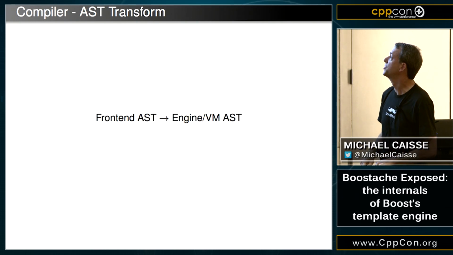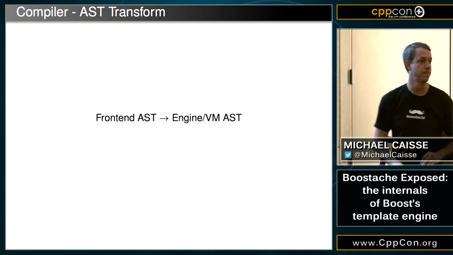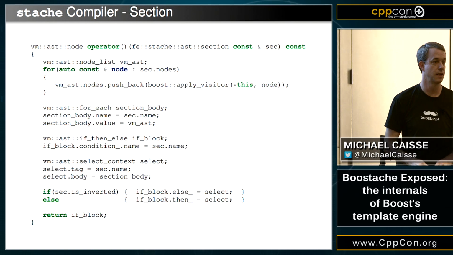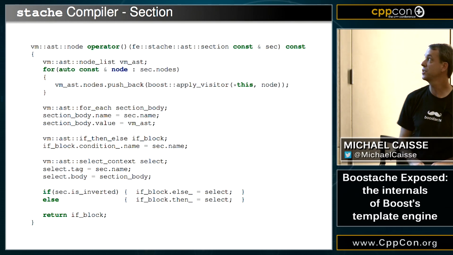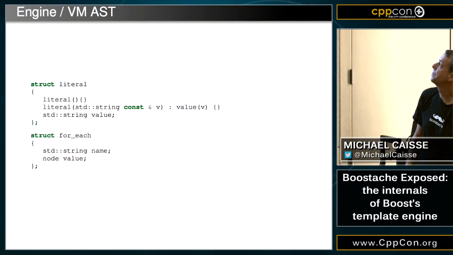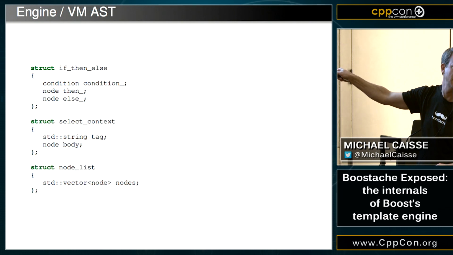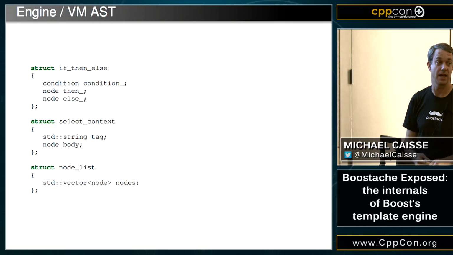All right. So we now have moved from our front-end AST to our engine VM AST. Sorry, the last one. Yes. What is the definition of select context? What does it contain? Select context has a tag and a body. And we're going to actually spend some time with select. We'll see in a little bit the complexity that exists with select.